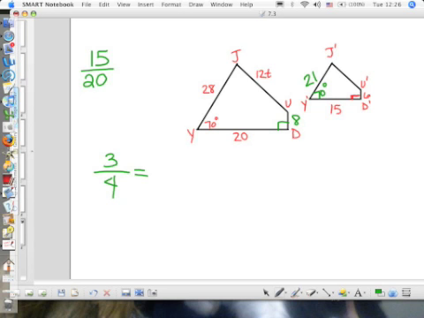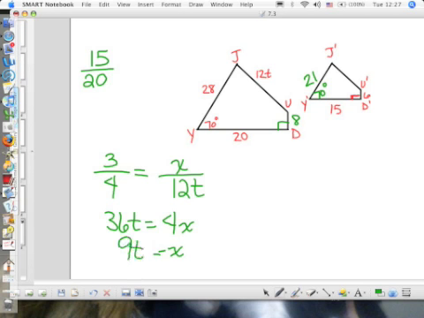Okay, now let's find J prime U prime. Does x go on the top or bottom? Top. It's part of the smaller shape. What's its corresponding side? 12. Okay. 36. Are you going to get a final answer? No. You're still going to have T in your answer. All right? So, for Lauren, we're going to go the long way here. Yay. 36T equals 4x. When you divide by 4, you get 9T. 9T, as in Tom. Okay?